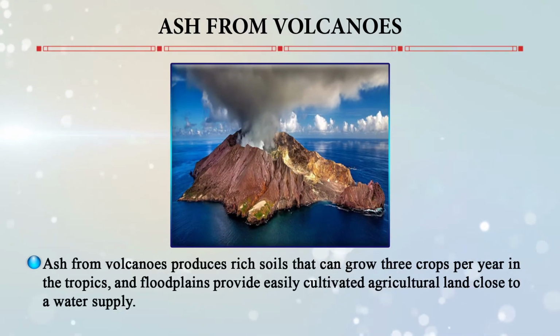Ash from the volcanoes, volcanic ash, is supposed to produce rich soils, and they can grow 3 crops per year in the tropics. And floodplains provide easily cultivated agricultural land close to a water supply.